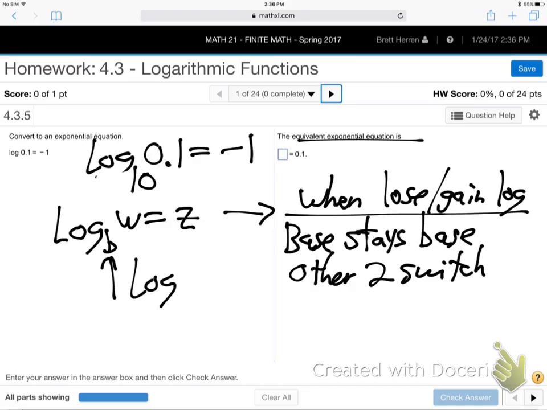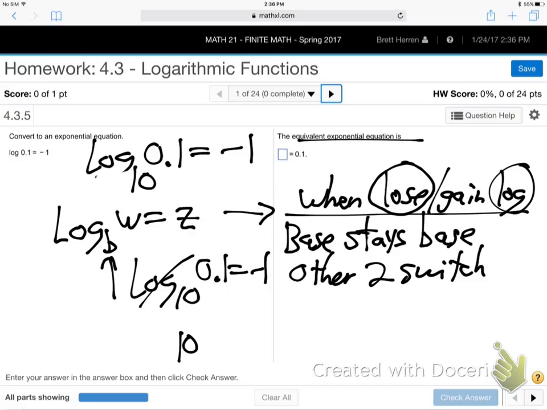Okay, so what do you do then? Let me rewrite it down here. Log base 10 of 0.1 is -1. When you lose, or gain, we're not gaining, we're losing the log, I'm going to cross off that log word. Bye-bye log word. When you lose the log, the base stays the base. Like the 10 will continue to be the low down number. He'll continue to have a power on him. That's what it means to stay the base. He's still the bottom.